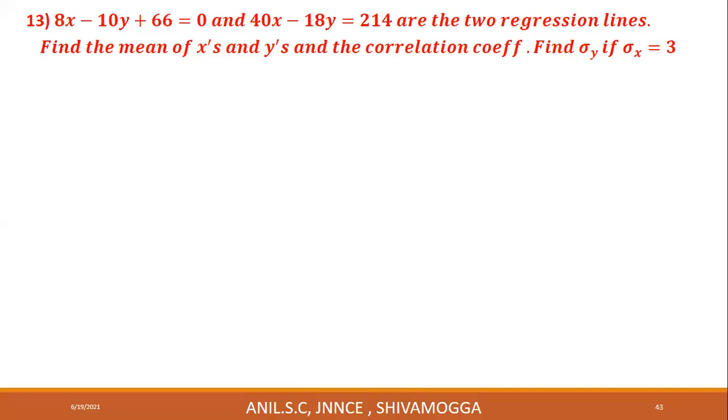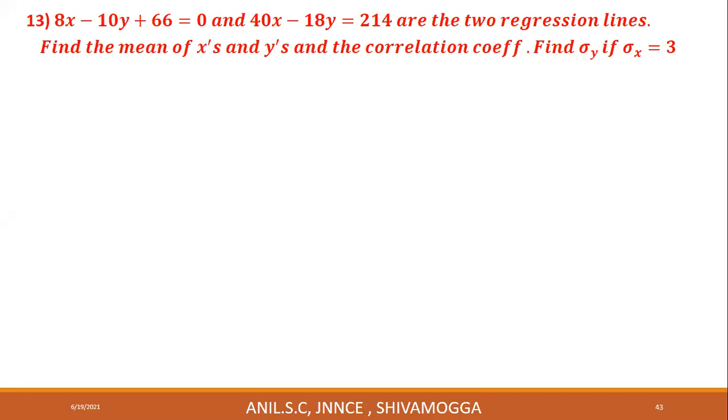8x minus 10y plus 66 is equal to 0 and 40x minus 18y is equal to 214 are the two regression lines. Two regression lines are given. Find the mean of x and y, that is x bar and y bar, and the correlation coefficient, that is R. Find sigma y if sigma x is equal to 3. This is the problem.